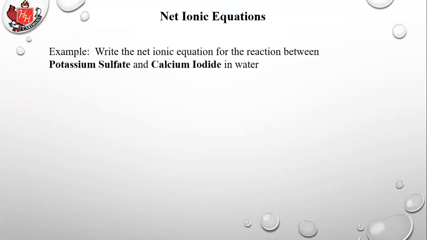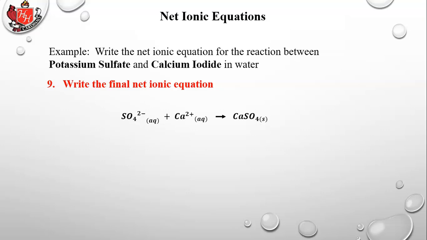And so here's our final step. Step 9, write the final net ionic equation. So it's just that last equation without the crossed out elements. So that's SO4 2- plus Ca2+ gives you CaSO4, and that is called a net ionic equation. And there it is.